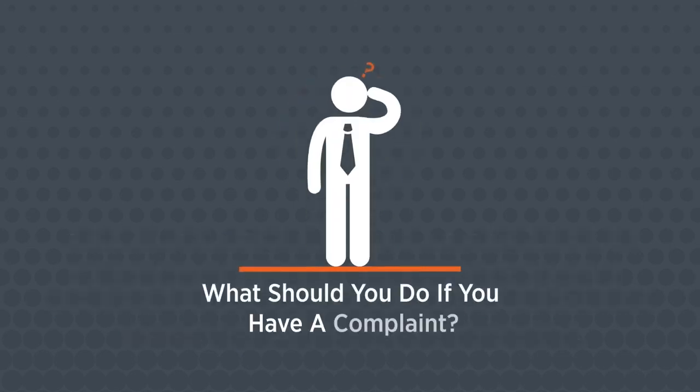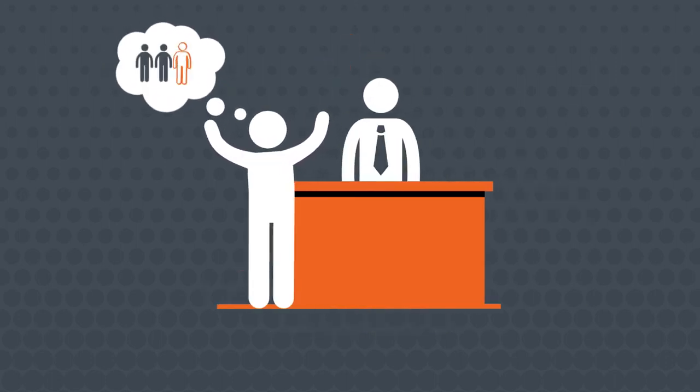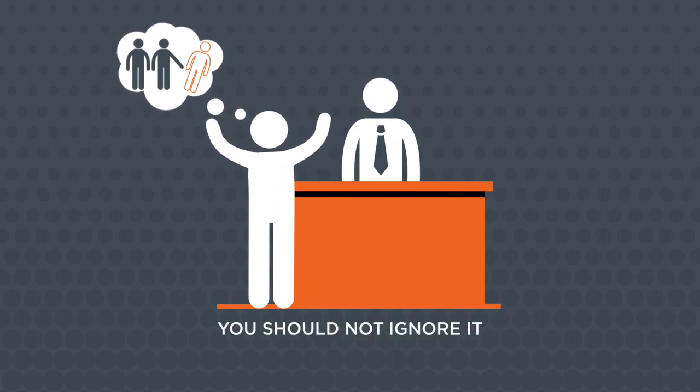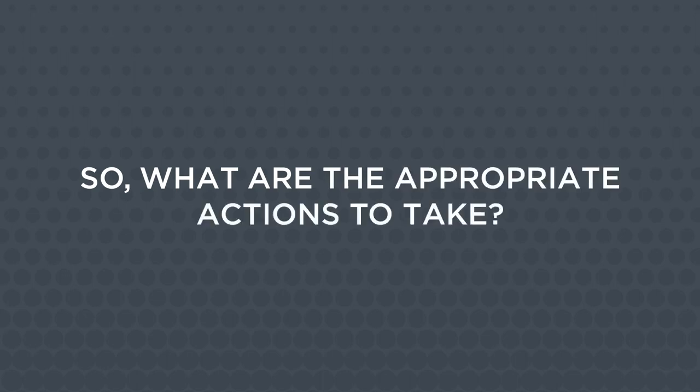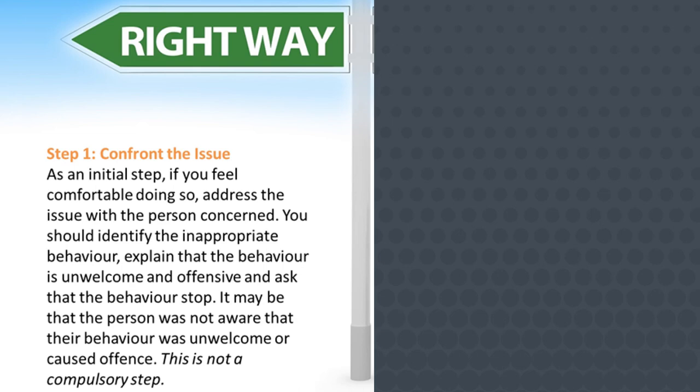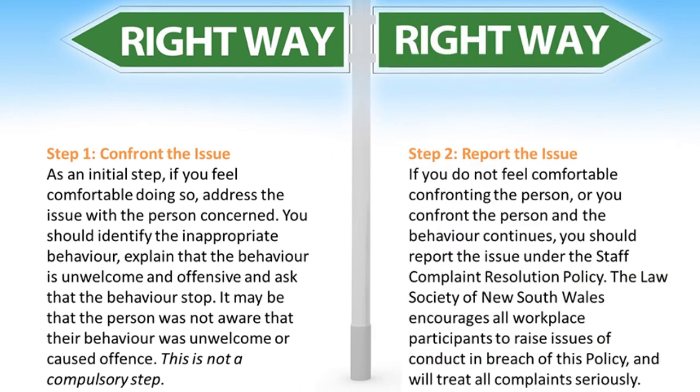What should you do if you have a complaint? If you feel that you have been subjected to any form of inappropriate behaviour in breach of the Law Society's appropriate workplace behaviour policy, you should not ignore it. So, what are the appropriate actions to take? Step 1 is to confront the issue. However, this is not a compulsory step. Step 2 is to report the issue.